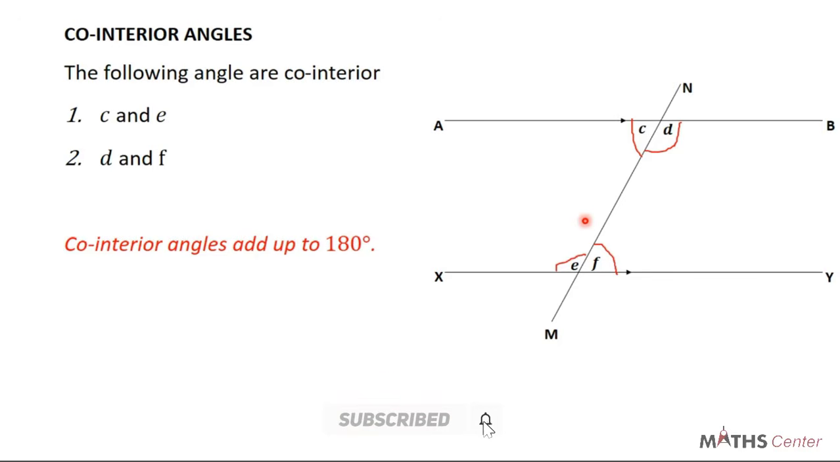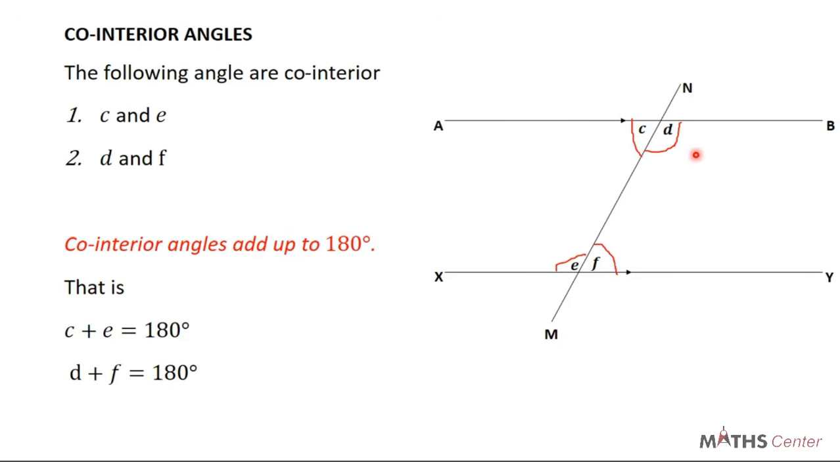So once again, alternate angles are equal, corresponding angles are equal, co-interior angles add up to 180 degrees. So what this means is that C plus E will give us 180 degrees, D plus F will give us 180 degrees because they are co-interior angles. Once again, remember that you can only have alternate angles, corresponding angles, and co-interior angles if and only if you have parallel lines with a transversal crossing it. If there are no parallel lines, you can't use any of these properties that we've learned.